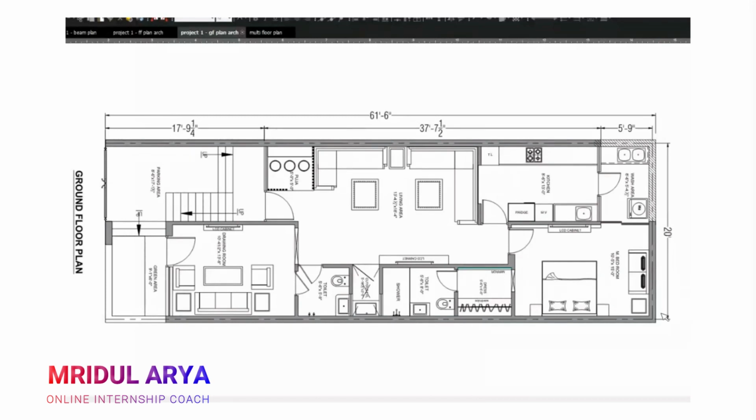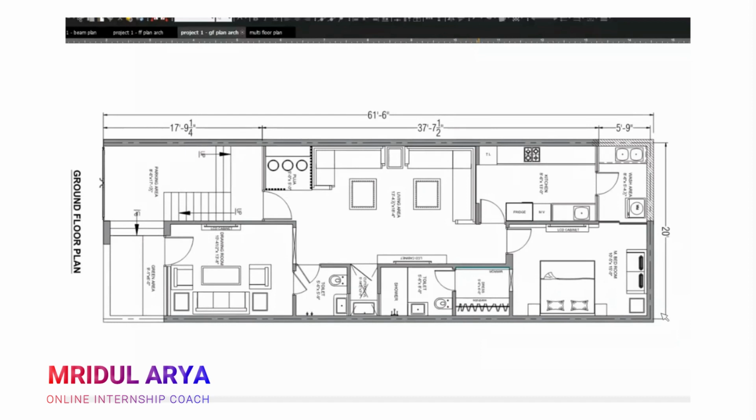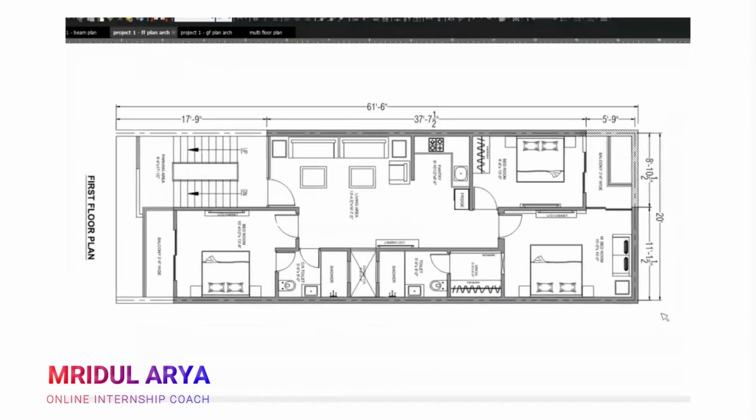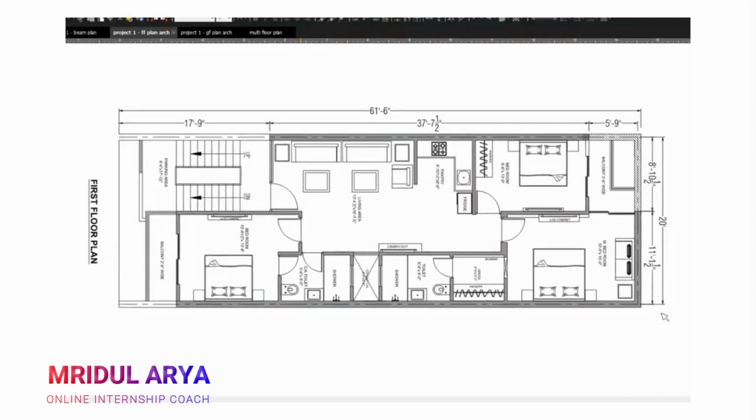Now, as you can see, we have a plan on screen, and it's a ground floor plan of a simple Indian house. We will start with a simple plan and then we will level up. This is a basic ground floor plan and we will do framing on this. So this is our first floor plan. As you can see, the ground floor and first floor plans are quite similar.